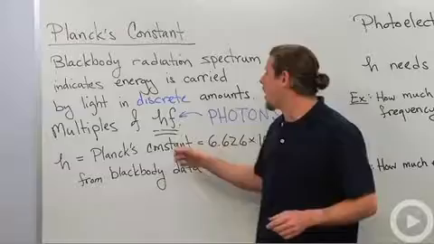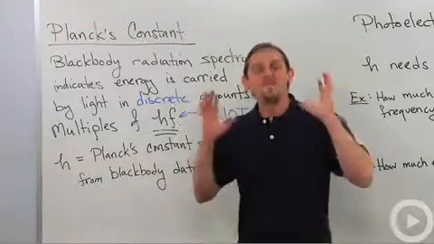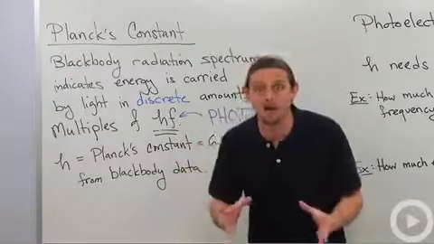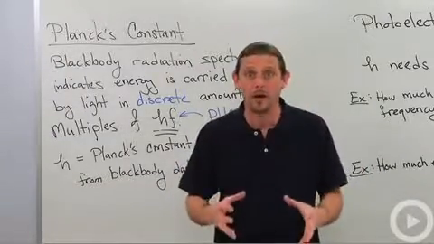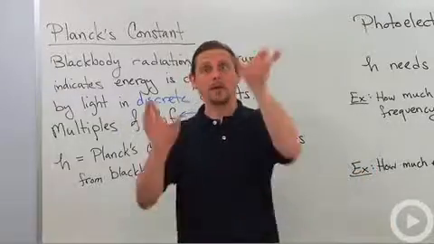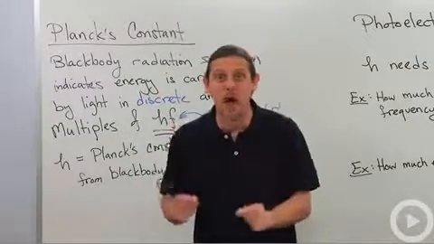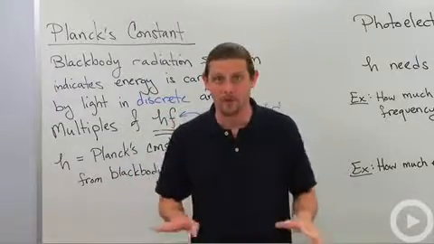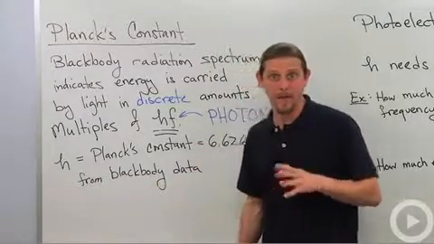So the way that we can understand Planck's constant is the ratio of photon energy, that quantum, that discrete amount of energy that you can carry with a certain frequency f, to the frequency. So it's energy divided by frequency. And we have to get the same value for every single frequency. So this is the number that we get from blackbody radiation spectrum data.